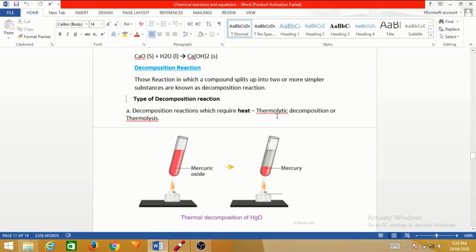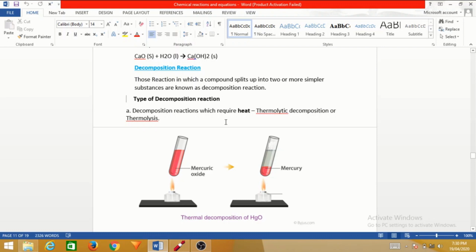What happens here? Let's see the definition. Those reactions in which a compound splits up into two or more simpler substances are known as decomposition reaction. That means what happens here? It is breaking. In combination, you can say that this is joining, and decomposition means it's breaking. Now for decomposition reaction, you need outside source of energy. That source of energy may be heat, light, or electricity. Depending on the source of energy, there are different types of decomposition reaction.